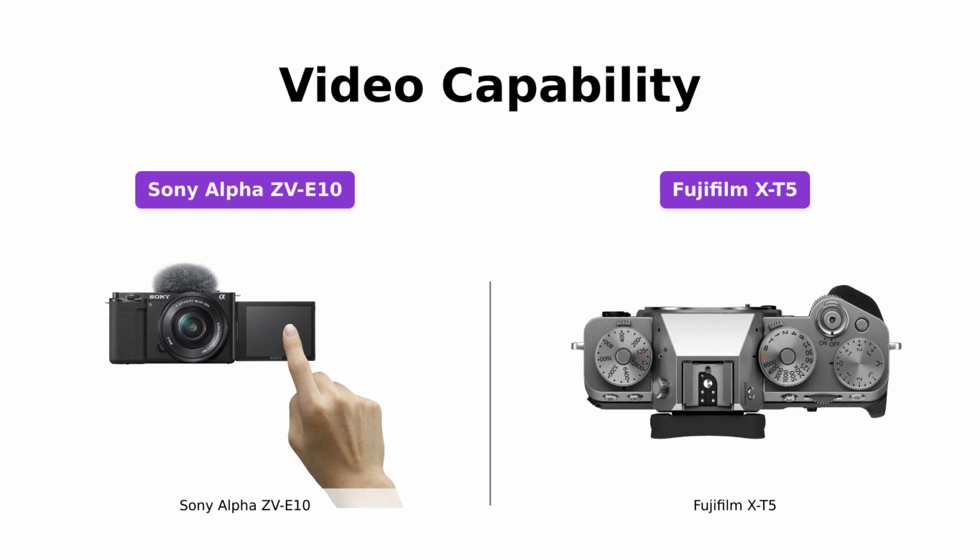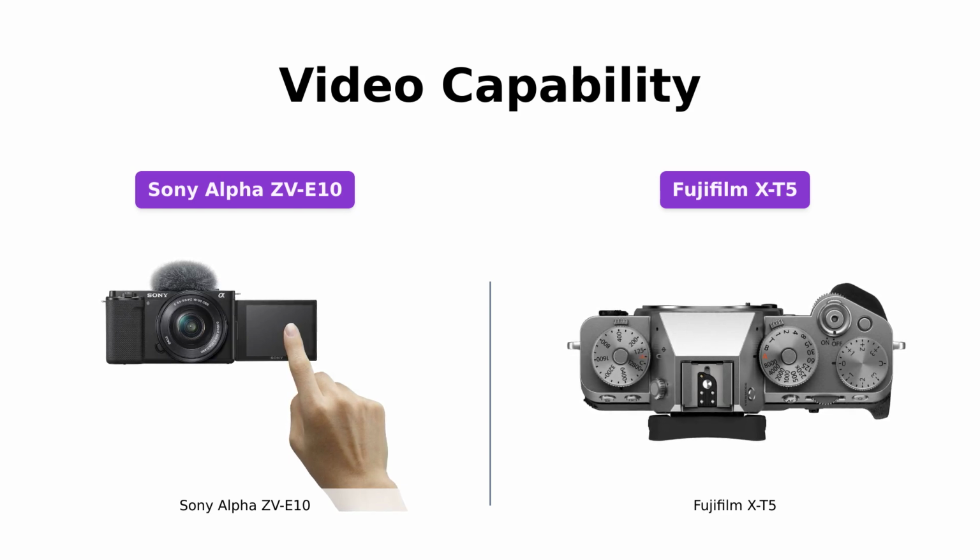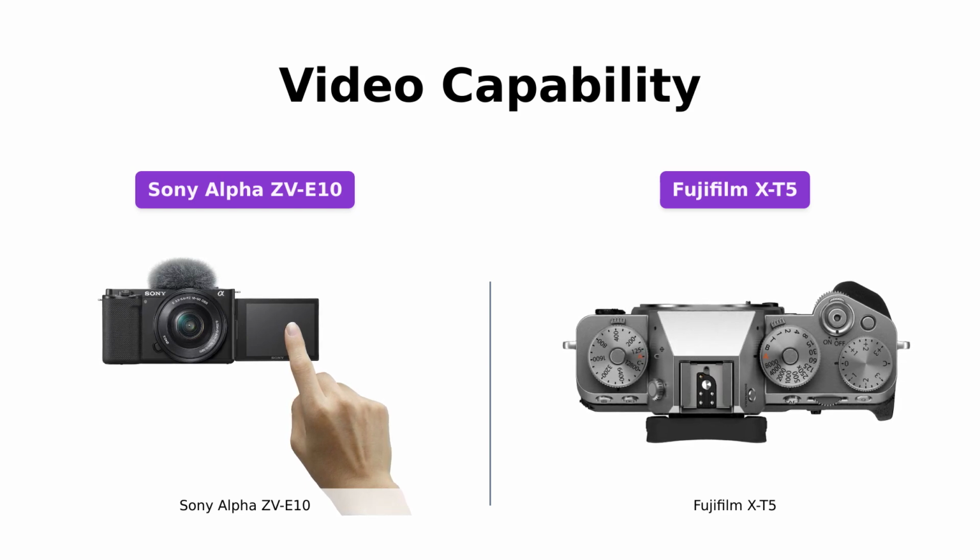On the other hand, the Fujifilm X-T5 offers powerful image stabilization and a 1.84 million dot three-way tilting LCD, making it an excellent choice for videographers and content creators.